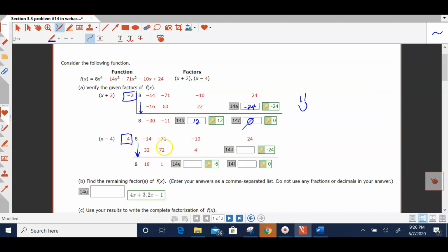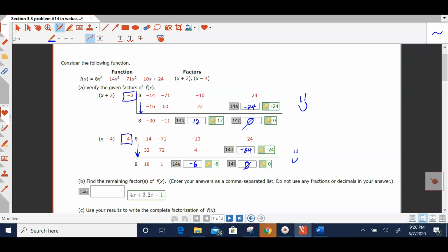4 times 18 is 72. And when we combine that with a -71, we get a 1. 4 times 1 is 4, and we put that above the line. When we combine that with a -10, we get a -6. 4 times -6 is a -24, and when we combine that with the +24, we get 0 again. So we've just proven that x plus 2 and x minus 4 are factors of that polynomial.